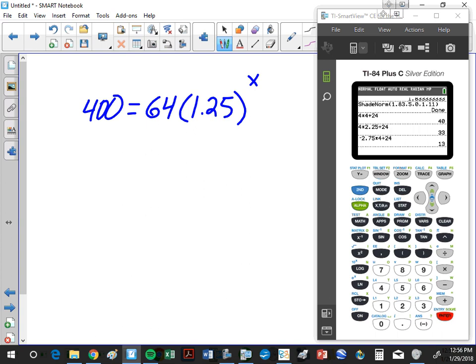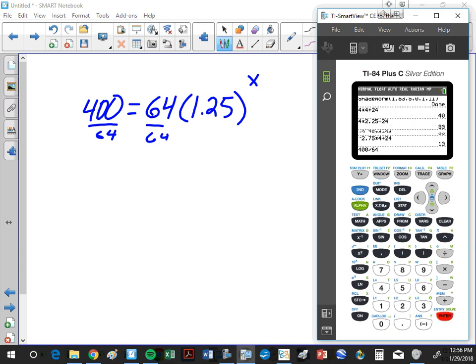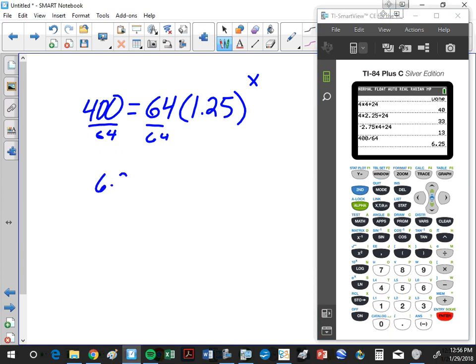Well, if I try to solve it, and don't, just watch what I do. I'm going to divide this by 64. So 400 divided by 64 is 6.25 is equal to 1.25 to the x. Now, how do you get something out of the exponent? How do you undo an exponent?